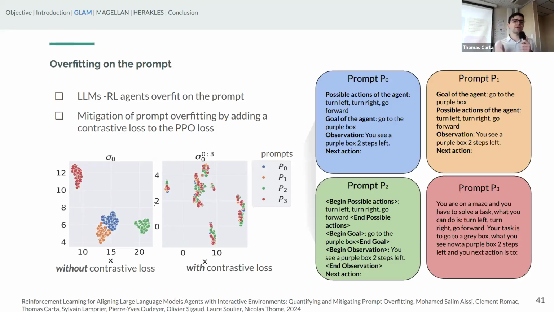In this paper, we showed that LLM RL agents tend to overfit on the prompt, meaning that if they are trained on the prompt P0, the one that we use in GLAM, they tend to be bad on the prompt P2, for instance, one using HTML tags. That's an issue. To mitigate this prompt overfitting, we propose to add a contrastive loss in addition to the PPO loss that forces the LLM to create a similar representation for the same state through different prompts. Here, before the contrastive loss, we see that the states are clustered depending on the prompt that is used. And now the states are clustered because they are different states.